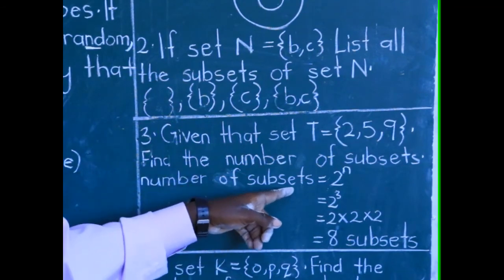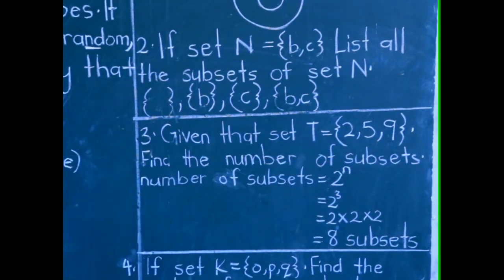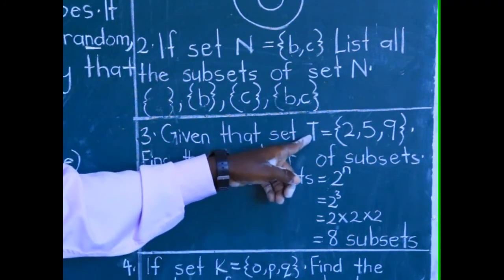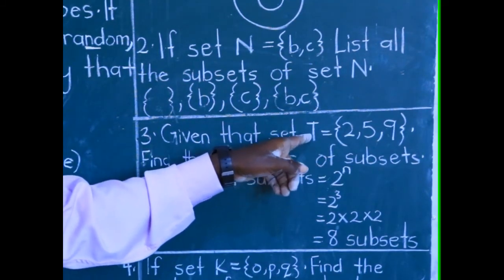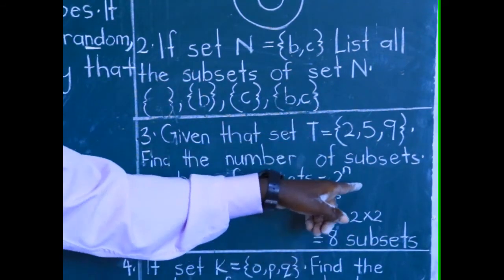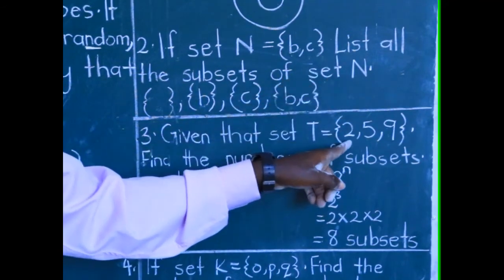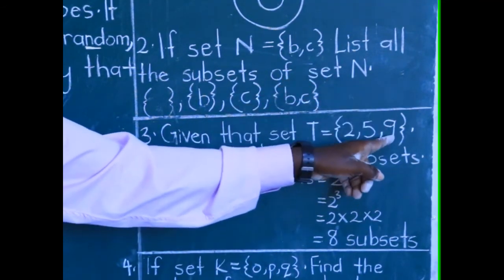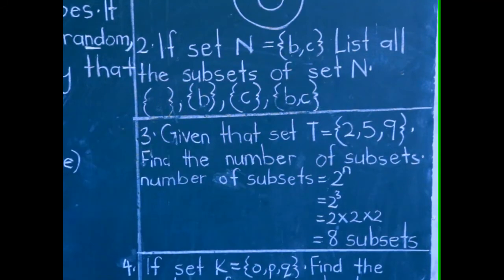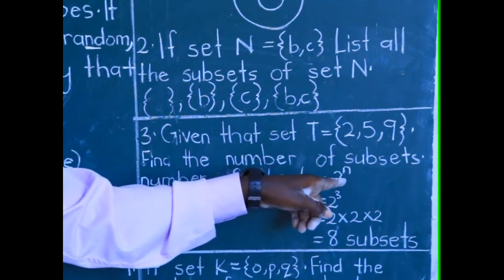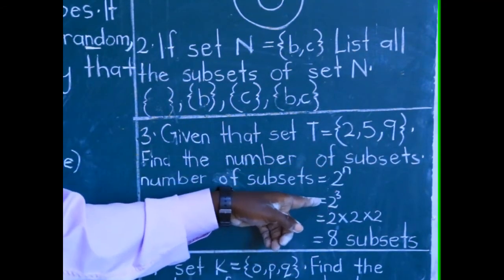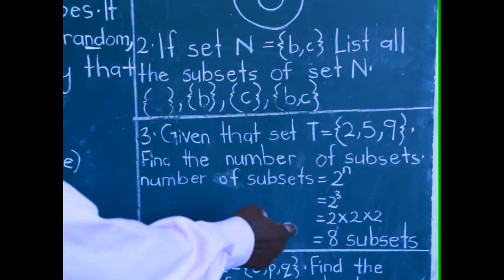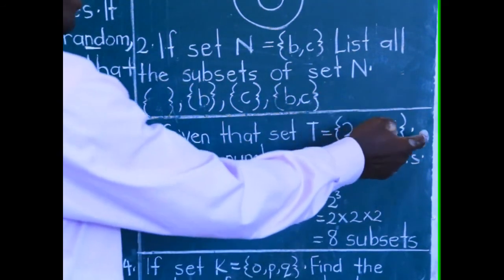So, number of subsets is equal to 2 index n, where n stands for the number of elements in a given set. The given set is T. You must count the elements in set T. Now count them: 1, 2, 3. So set T has got 3 elements, which will replace that n in the next step. That's why here I've got 2 index 3. The 3 comes from these elements here.